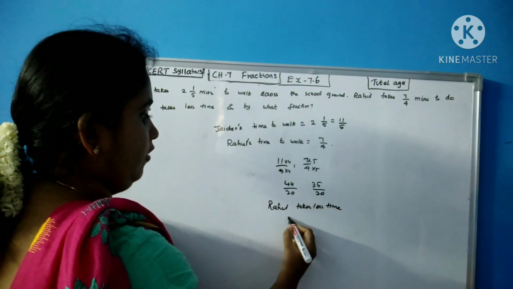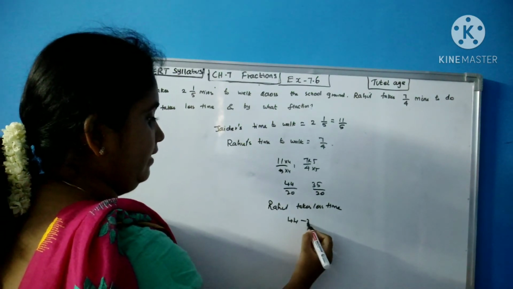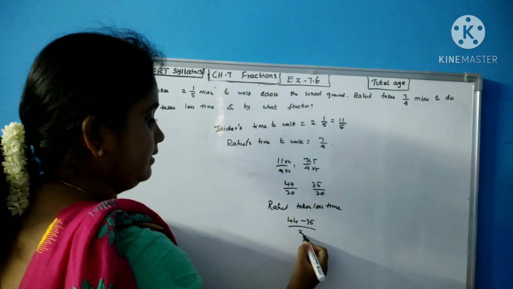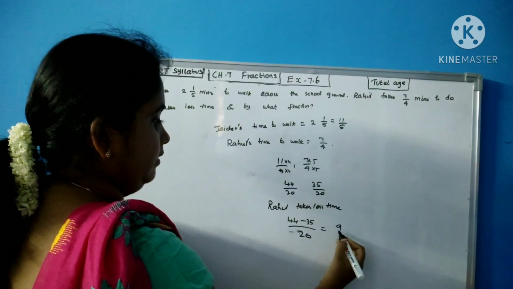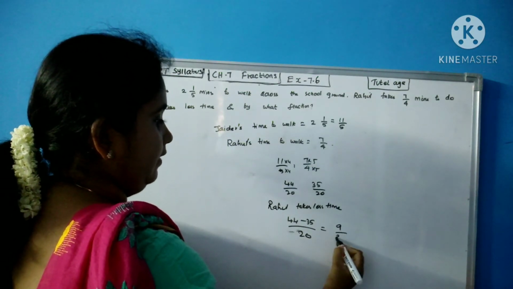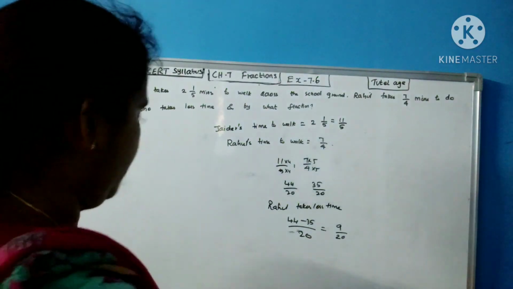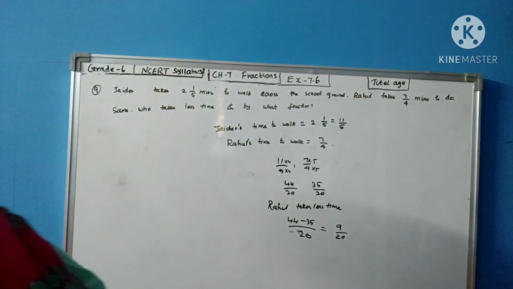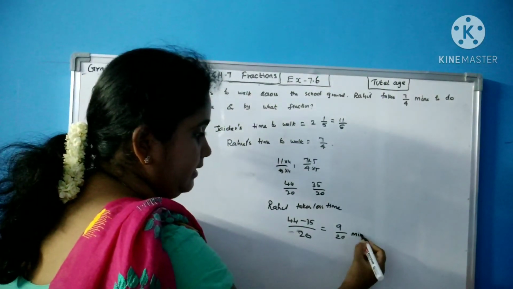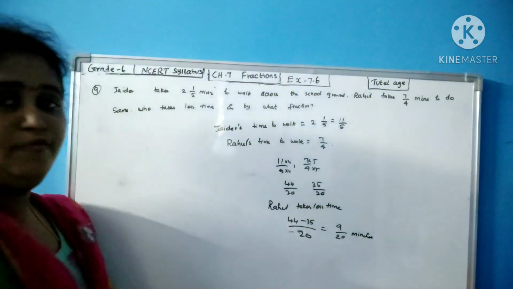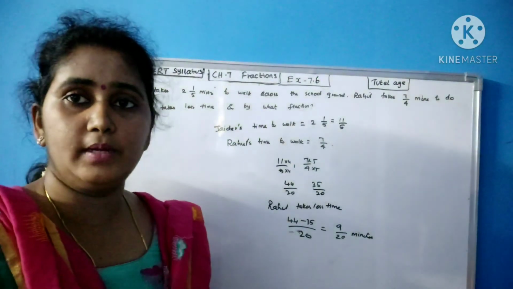Now, by what fraction they are asking. So subtract 44 minus 35 divided by 20. That is 9. So 9 divided by 20 minutes, 9 by 20 is your answer. Rahul takes less time, and by what fraction means by 9 by 20 minutes.